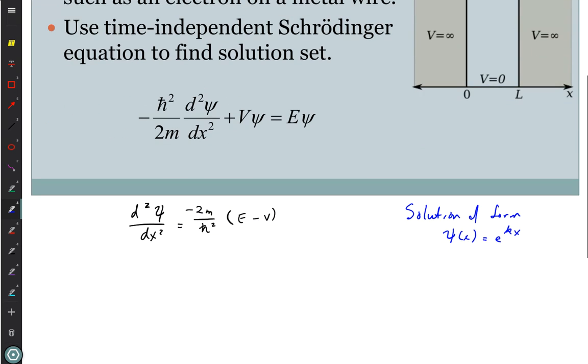So you're not expected to be able to solve this. Instead, I simply give you the solution has this form. So we have a second derivative, so we have to take the second derivative of that form and plug it in and see what falls out. So what's the second derivative of this psi function?